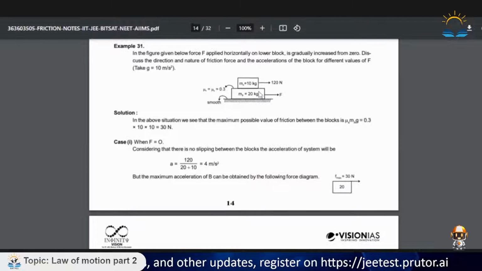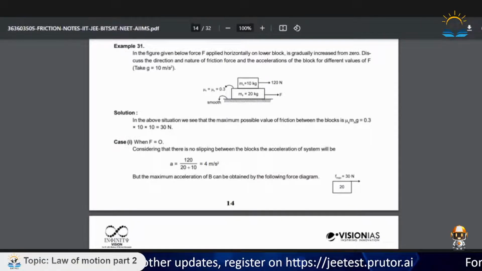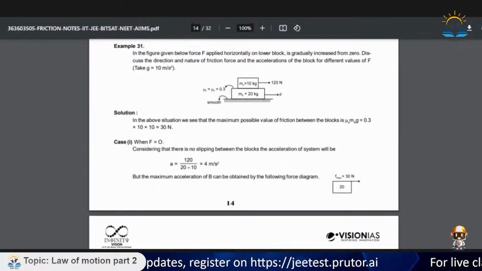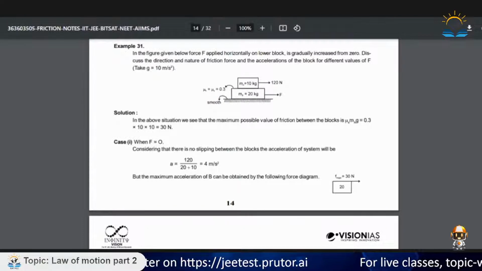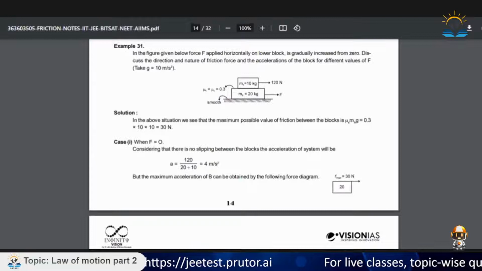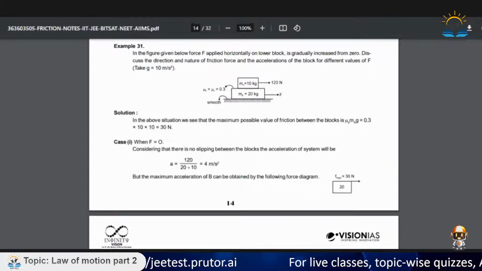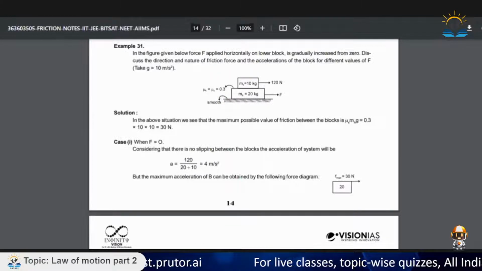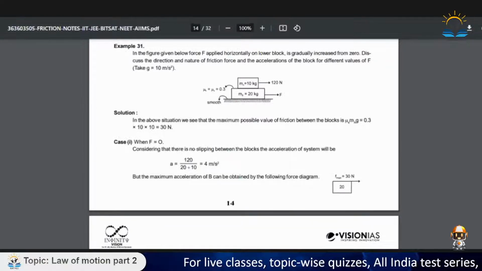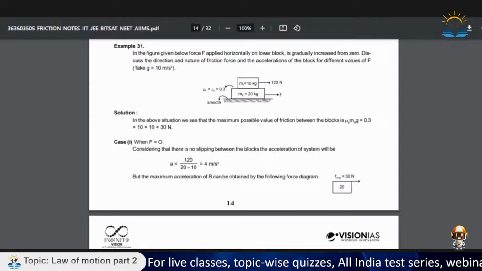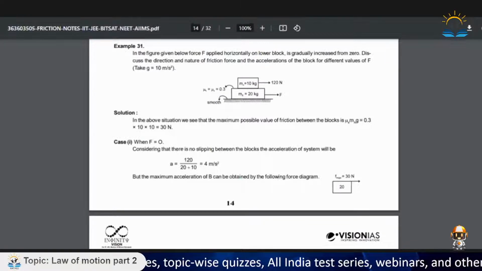Now when this force is 0, this again becomes the case we discussed above, where we will make two cases. The first case is when they are moving together, and the second case is when they are moving separately. From that we can know the acceleration and the direction of static friction being acted on A and B.